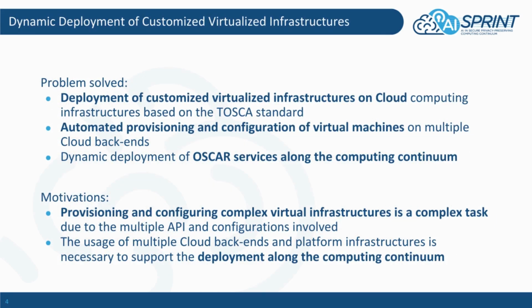The IM tool enables the user to deploy customized virtual infrastructures on cloud computing infrastructures described using the Tosca standard. It also automates the deployment and configuration of virtual machines on multiple cloud backends, thus enabling the dynamic deployment of Tosca services along the computing continuum. The IM is used because providing and configuring complex virtual infrastructures is not an easy task due to multiple APIs and different configurations involved. Furthermore, the usage of multiple backends is necessary to support the deployment along the computing continuum.